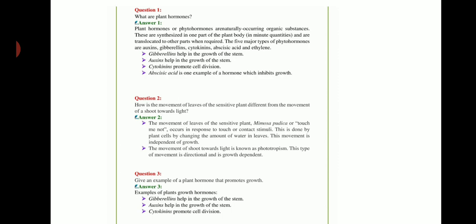The second type of movement, that is the shoot towards light, is known as phototropism. Photo means light, and this type of movement is directional and is growth dependent. Okay, this kind of movement is towards a direction, and it is a growth dependent movement. The third one: give an example of a plant hormone that promotes growth. I already spoke about these hormones. They are gibberellins, auxins and cytokinins. These hormones help in growth. Okay, they are called growth hormones.